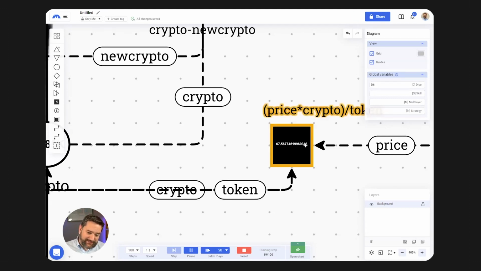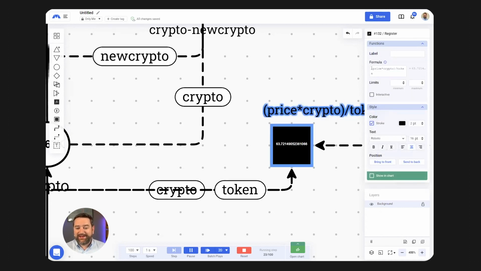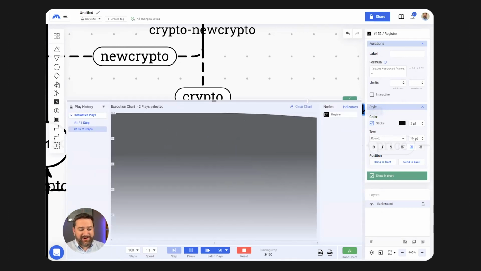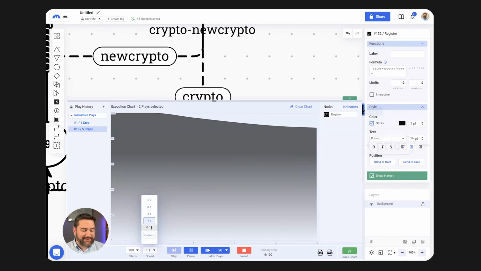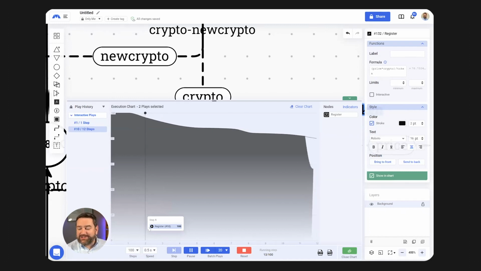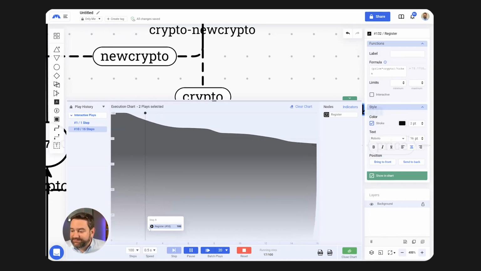And I can do this with a huge number of decimal points. If I wanted to, we could add a rounding or adjust how many decimal points we were seeing. But for now, let's just add that into the chart and enable us to track the price of our token inside the chart. And I'll speed up this model so we can start to build up some data a little bit faster. So this is going to show our token price constantly falling.